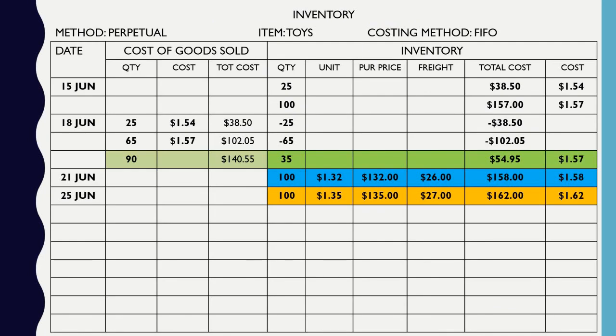So here, now I still have 3 batches of inventory. The green one is what I originally had from the previous one. That was my beginning inventory. And then I ended up making 2 additional purchases. The first one was on the 21st for the blue batch, and one on the 25th for the orange batch. Okay.